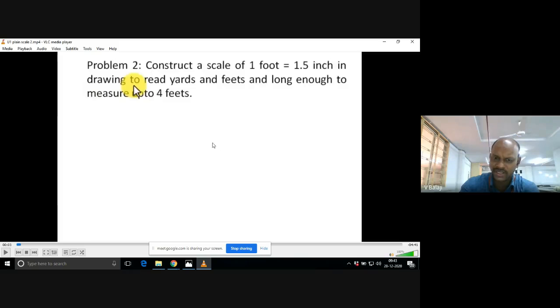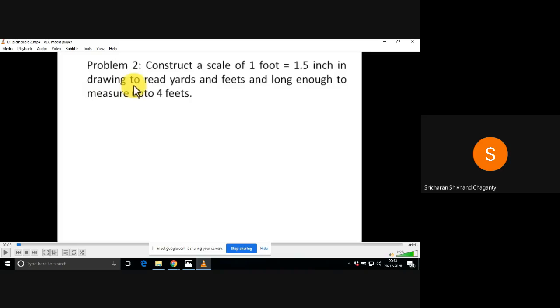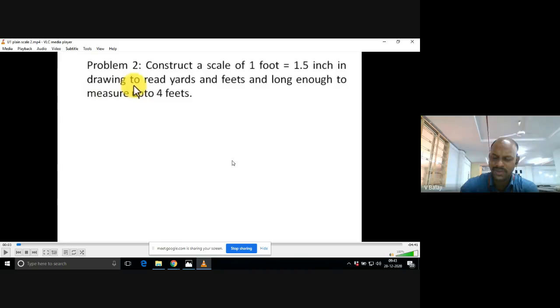How to calculate that RF? What is the formula? One minute, I'll calculate and tell you, sir. What is the formula? Tell me first. What is the drawing size by actual size, right? Now read that problem.